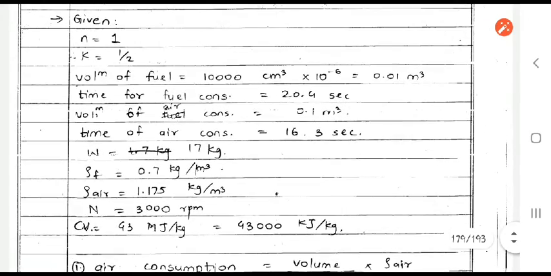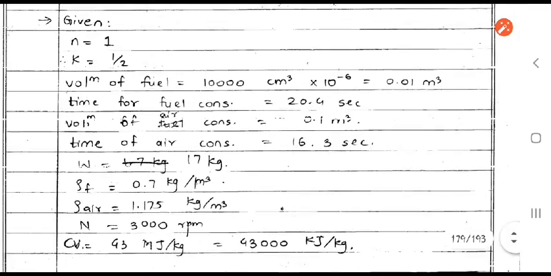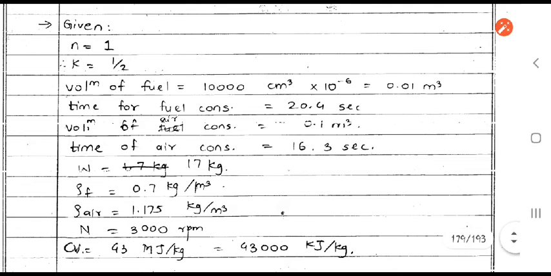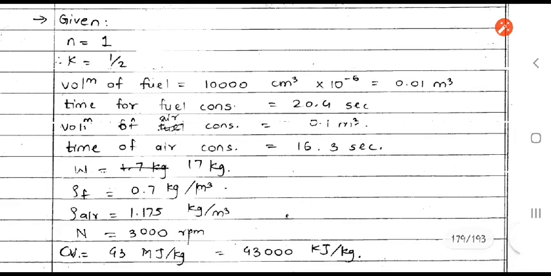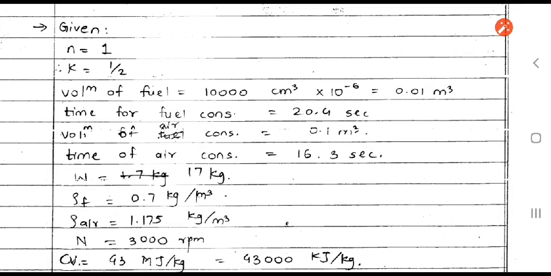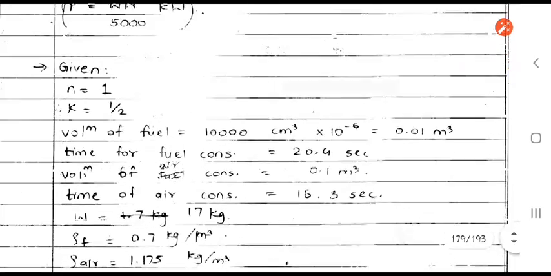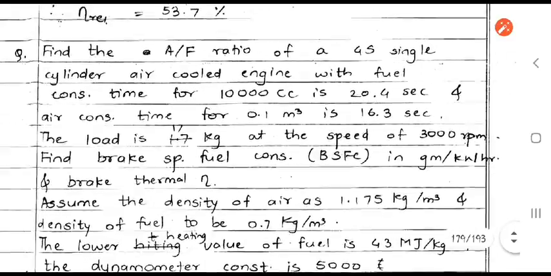See the solution. While writing the given data, we can write n is equal to 1, that is the standard value. Number of cylinder in this problem is 1. The standard value of K for 4-stroke engine is 1 by 2. The volume of fuel which is given in the problem, that is 10,000 centimeter cube, converted into meter cube, that is multiplied by 10 to the power minus 6. Then the time for fuel consumption is equal to 20.4 second.